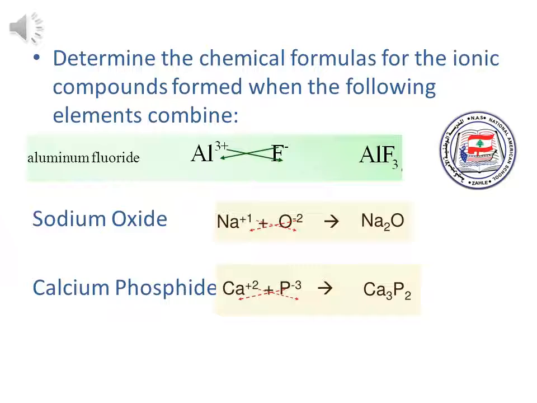Calcium belongs to group 2A, so the charge is +2. Phosphorus belongs to group 5A, so the charge is -3. We do the crisscross method. It's Ca3P2, and its name is calcium phosphide.